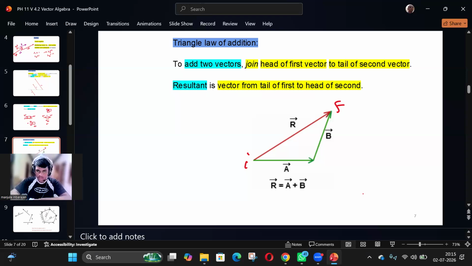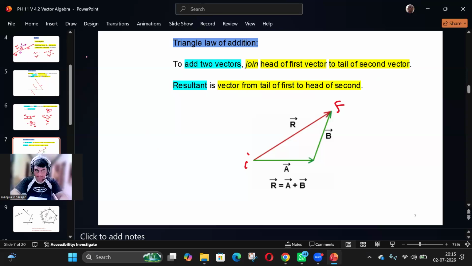So I can remember this like this. I'm going from this initial point to the final point by two ways. One is through A and B. Another is through this R. Both should be effectively the same. So R equals A plus B. Understood?